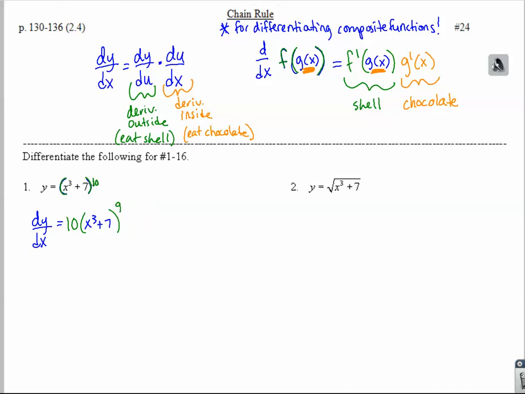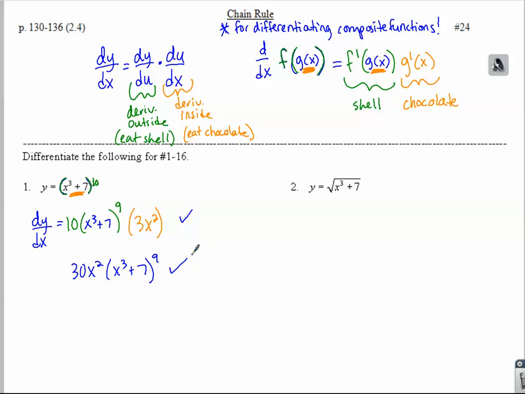Now I get to eat the chocolate, and the chocolate is the inside, and the derivative is eating. So the derivative of x cubed plus 7 is 3x squared plus 0. Leave it like this. This is a good answer. Or simplify a little bit. 3 times 10 is 30. 30x squared in the front of x cubed plus 7 to the 9th.